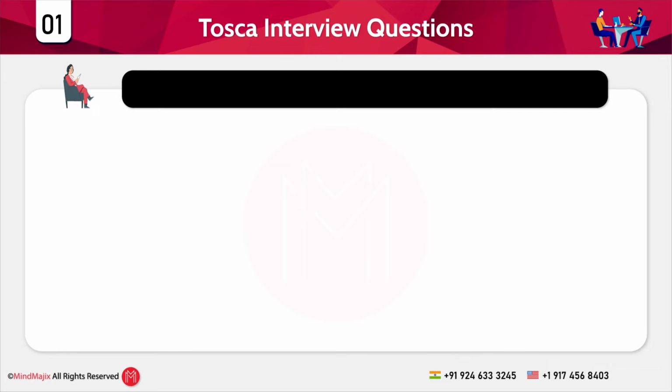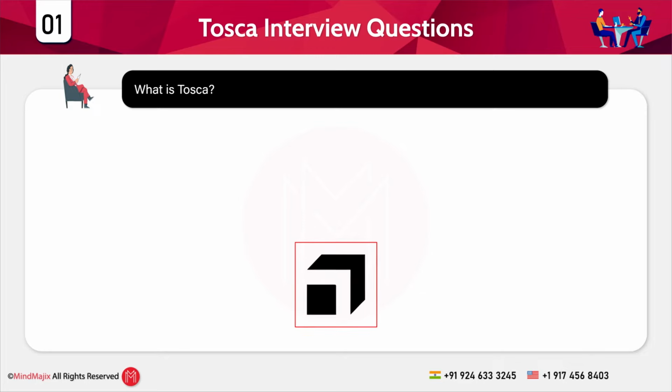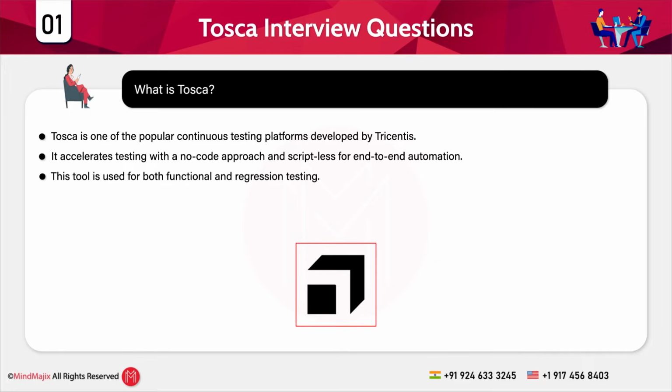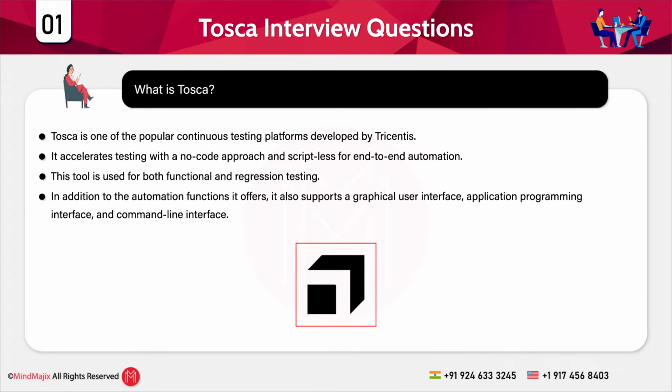The first question is, what do you mean by Tosca? Tosca is one of the popular continuous testing platforms developed by the company Tricentis. It accelerates testing with a no-code, scriptless approach for end-to-end automation. This tool is used for both functional as well as regression testing. In addition to the automation functions, it also supports a graphical user interface, application programming interface, and command line interface. So this was a quick definition of Tosca.